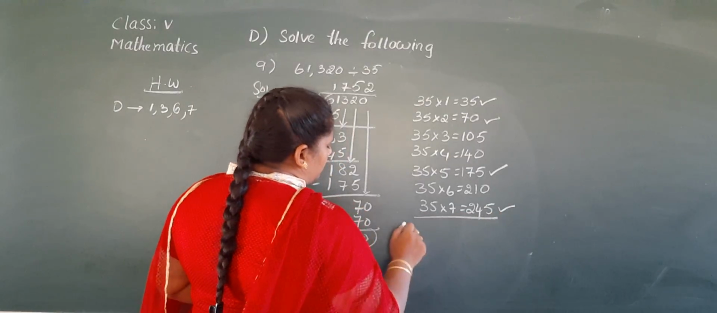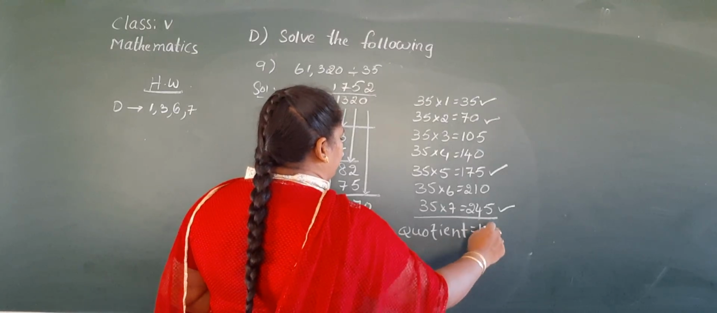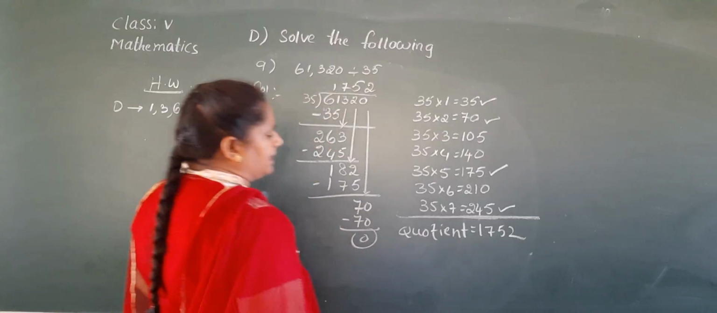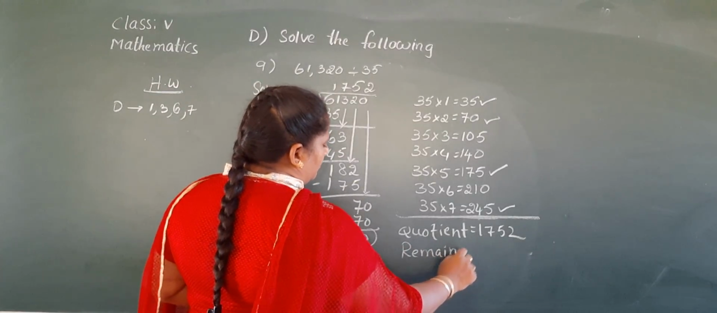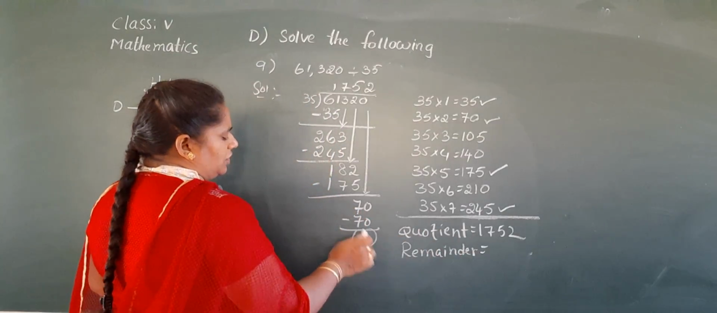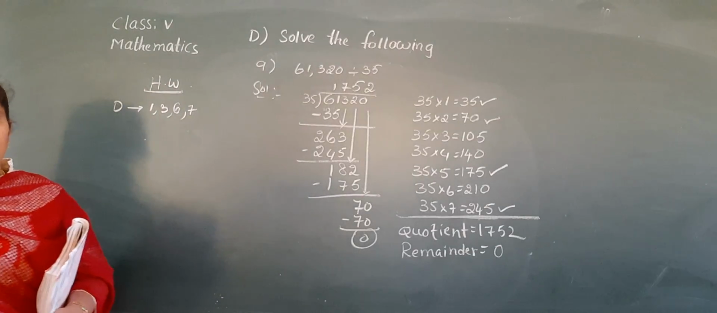Tell me what's the quotient, children, here? Yes, the quotient is 1752. You draw the line. This is the table, Nana. And down, remainder. The number left after division, that is 0. Here remainder is 0. Note down in your classwork.